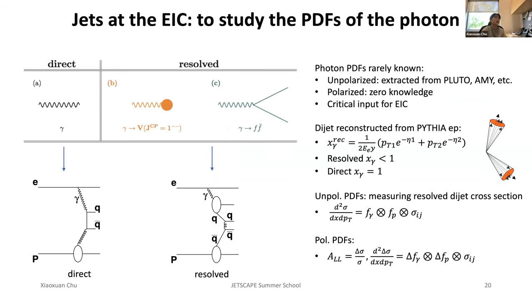And the last part of my talk is about jets. I will present two examples of jets at the EIC. One is to study the PDFs of the photon. The electron interacts with the proton by exchanging a photon, and the photon actually behaves differently. It can behave like a direct photon state, which means the full energy of the photon enters into the hard scattering. However, for the resolved photon state, the photon can fluctuate into a quark and anti-quark pair, so only a fraction of the photon enters into the hard scattering.